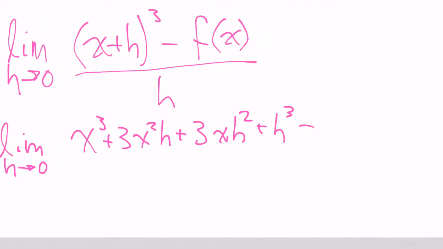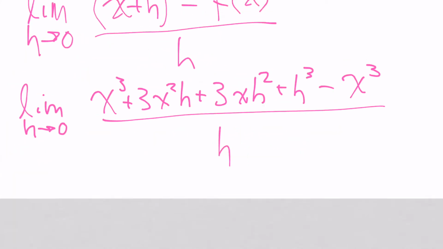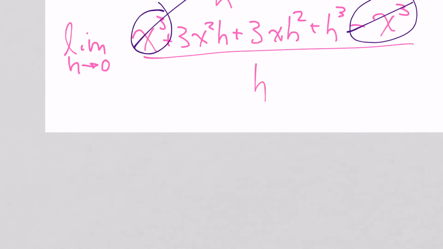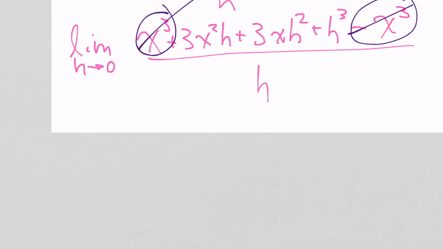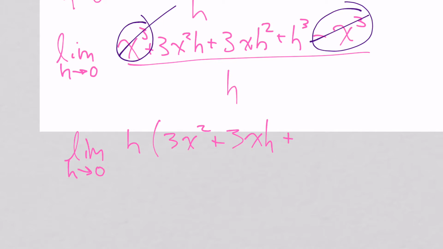And then we have to subtract f of x, which is x cubed. All of that is still divided by h. And what I want you to notice is that our first term, x cubed, cancels with that last term, negative x cubed. So those are gone. Everything in the top has a power of h in it, so we can factor that out. So let's rewrite this as the limit as h approaches 0 of, pull an h out front. What's left behind? Well, 3x squared plus 3x h plus h squared, pulling out 1 power of h in each of those. This is all over h.